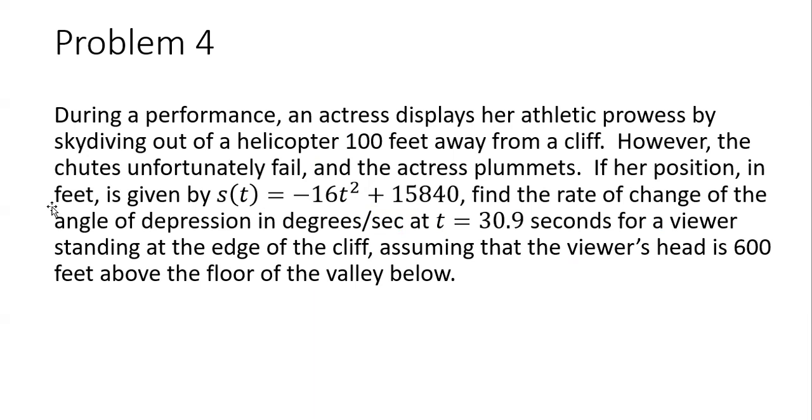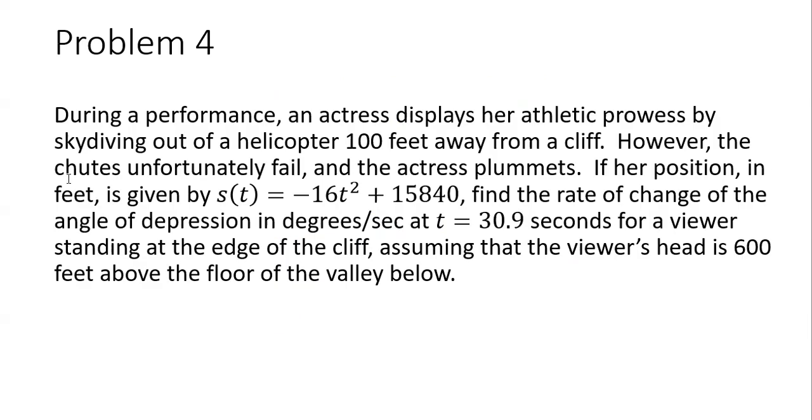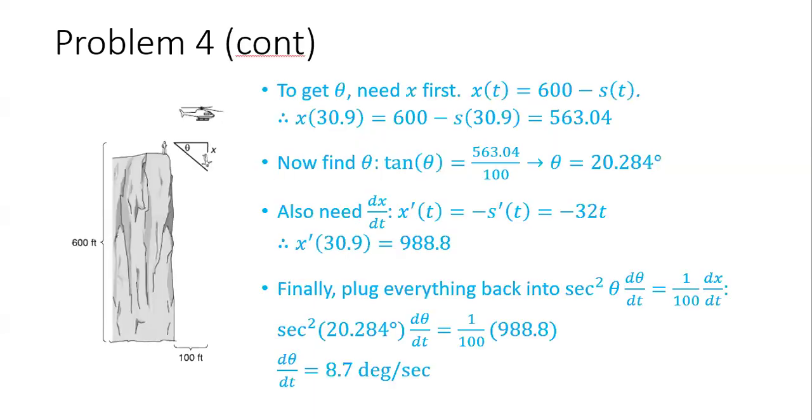This is the free fall equation. So as time passes, it'll be 600 minus our s of t that they gave us, okay? Because we want to know the height at t equals 30.9, the height of that free falling person. So x of 30.9 is 600 minus s of 30.9. This is where we need the calculator, put it in, and we get 36.96.